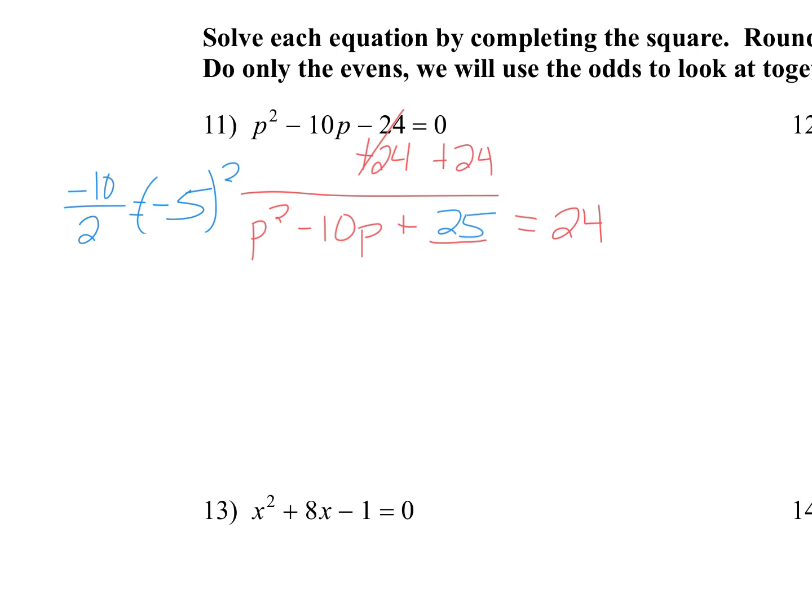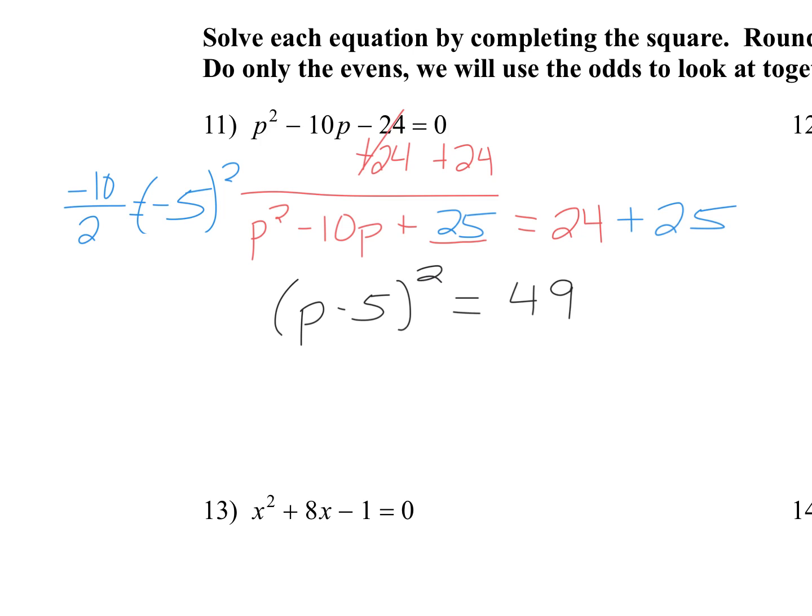But what did you learn way back in elementary? What you do to one side of the equation, what do you have to do? You have to do it to the other. So since we added 25 to this side, we have to add 25 to our other side. What was our perfect square that we found? P, what do I put in there? -5. Yep, p minus 5 squared equals 24 plus 25? 49.